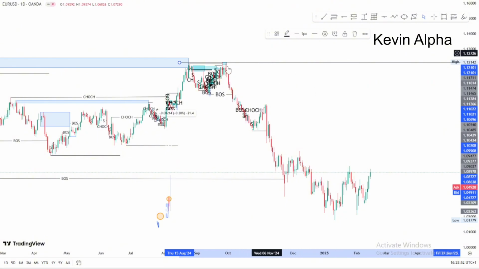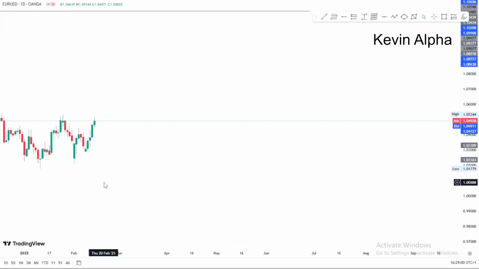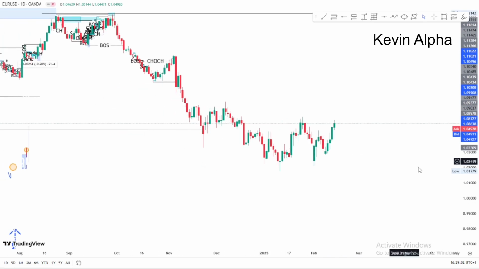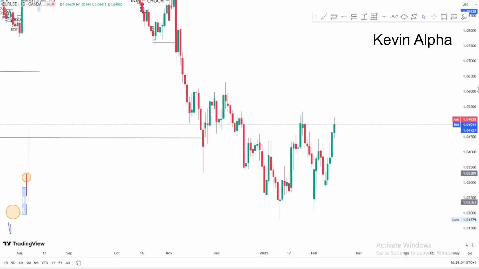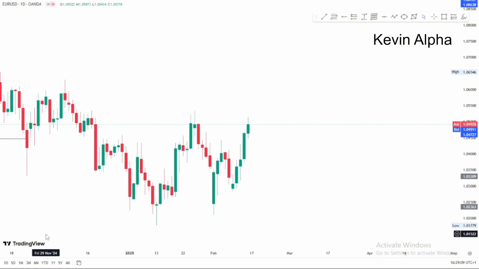It shifts to the highest point it went to in the structure before structure was broken. In a downtrend it is the highest point; in an uptrend, it would be the lowest point it went to before structure was broken to the upside.